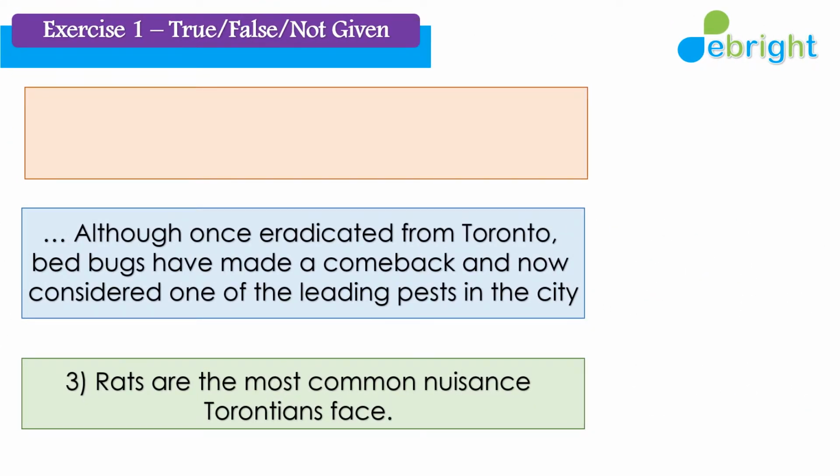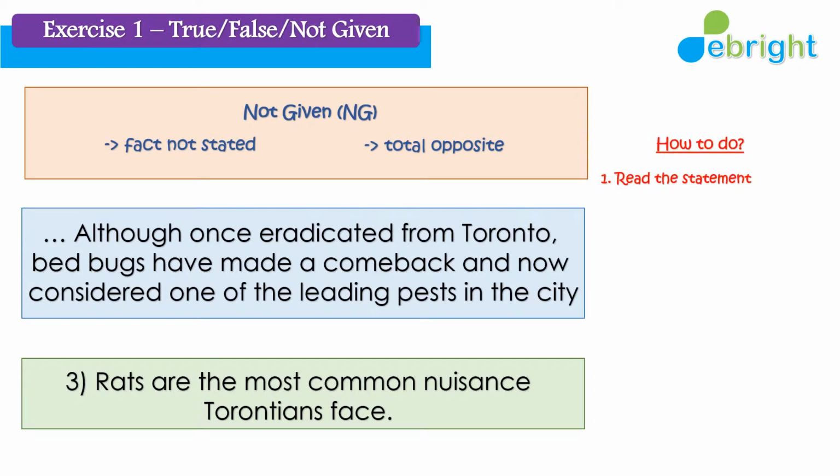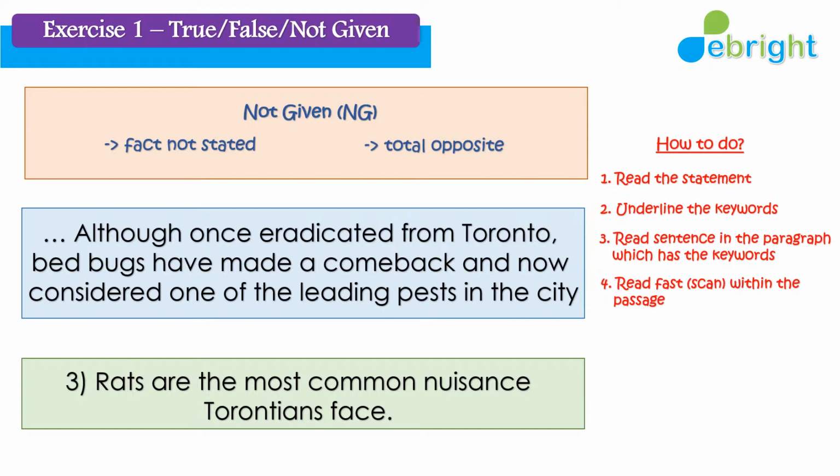And let's see how to do a not given statement. In a not given statement, the fact is not stated and it's not the total opposite either. Let's see how to do this. Read the statement first for number 3 over there, and then underline the keywords, and then read the sentence in the paragraph or in the passage which has the keywords we find in number 3, and then read fast within the passage and look for context.